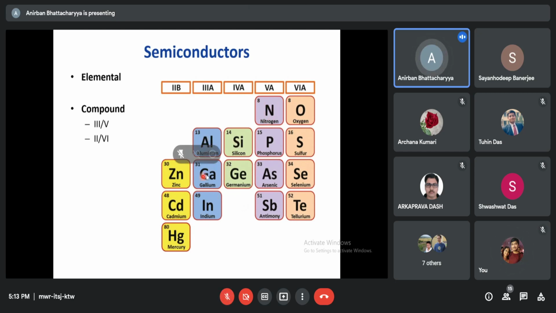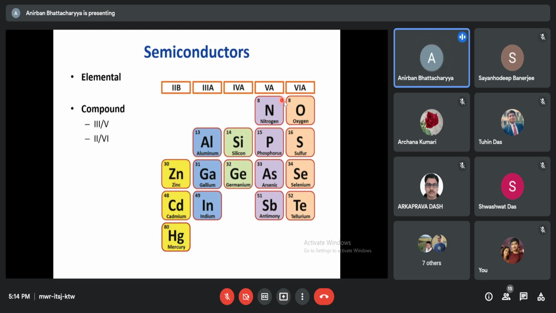Aluminum phosphide, gallium phosphide, indium phosphide are called the phosphide semiconductors. Aluminum arsenide, gallium arsenide, indium arsenide are called the arsenides. Aluminum antimonide, gallium antimonide, indium antimonide. These are called the antimonides. So essentially, these are groups of semiconductors. Each of them have their own very unique properties and very important technological uses. So these are the nitrides, the phosphides, the arsenides, the antimonides.